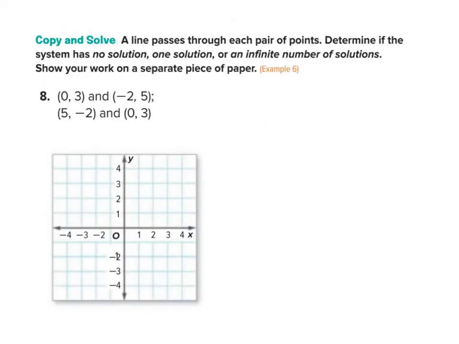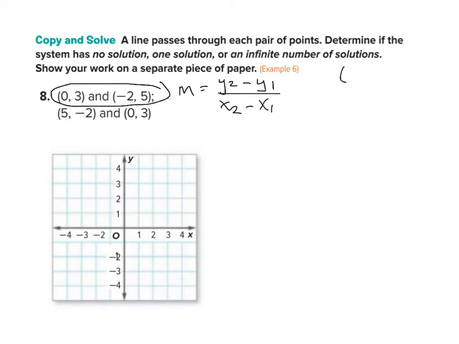Okay, problem 8. A line passes through each pair of points. Determine if the system has no solution, one solution, or an infinite number of solutions. Show your work on a separate sheet of paper. So I gave myself some extra space here. And the first thing you have to do is you have to solve for m. And your slope m is going to be equal to y2 minus y1 over x2 minus x1.